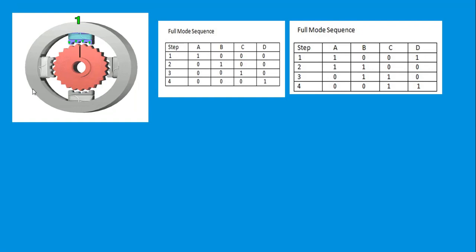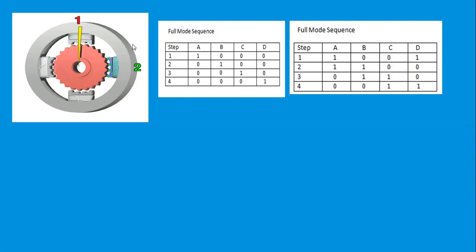So this is the structure of the stepper motor. The stepper motor consists of 4 permanent coils and 1 moving coil. The permanent coils are also called the stator and the moving coil is called the rotor. This stepper motor can be operated in 2 modes. One is full mode and the other one is half mode.